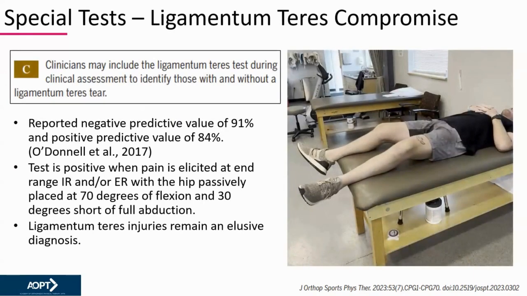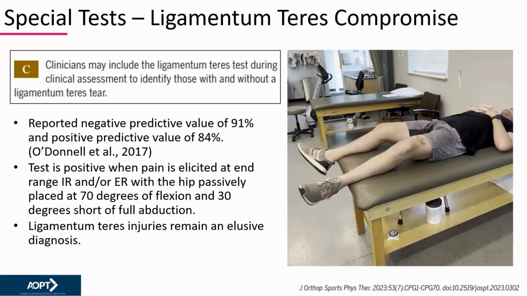We were able to make a recommendation, this is new, was not in the 2014 CPG, for ligamentum teres testing, or a special test for ligamentum teres involvement. This too is a symptom provocation test. The group of O'Donnell and colleagues reported a negative predictive value of 91% and a positive predictive value of 84%.